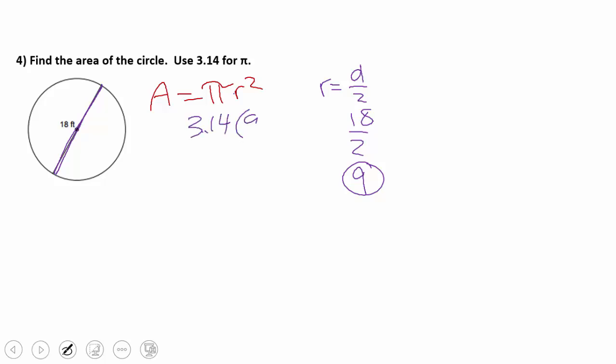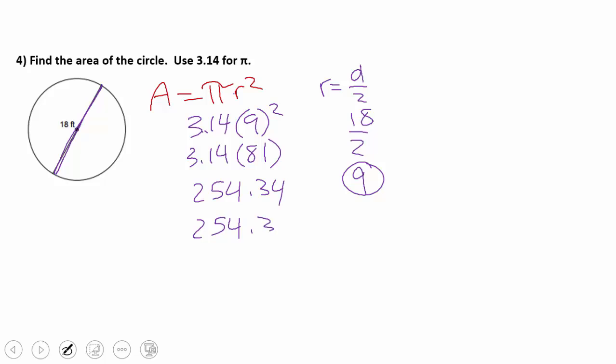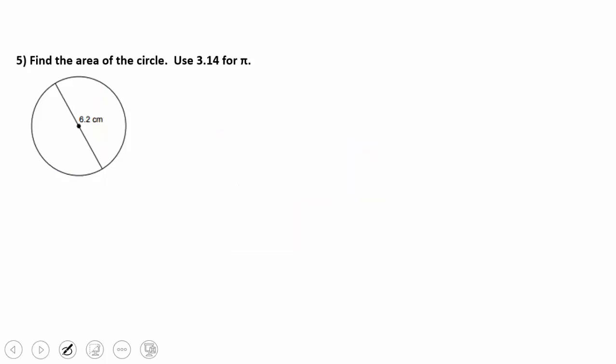So now we can plug in our numbers. 3.14 times 9 squared, which is 3.14 times 81. And when you multiply 3.14 times 81, you get 254.34, to the nearest tenth, 254.3. And of course the units are feet, and we're going to square it. Nice. One more time with the diameter in finding the area of a circle, using again 3.14 for pi.